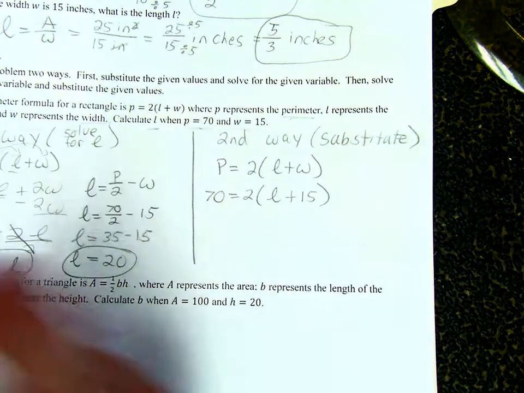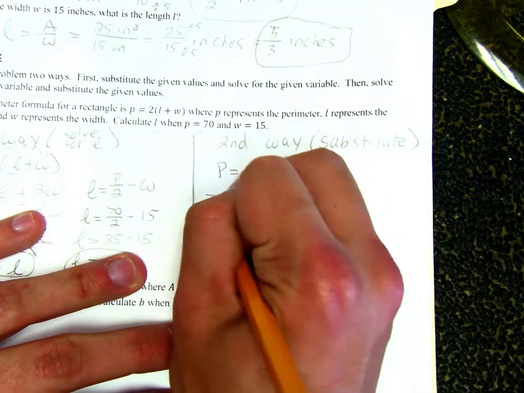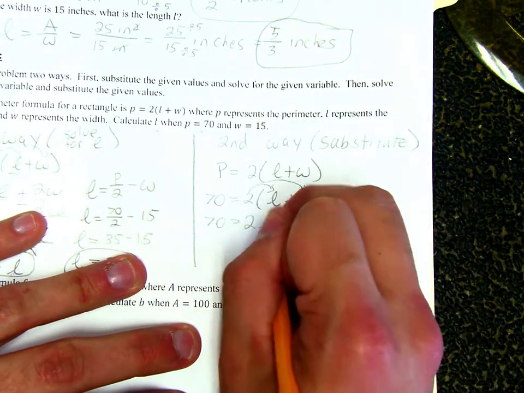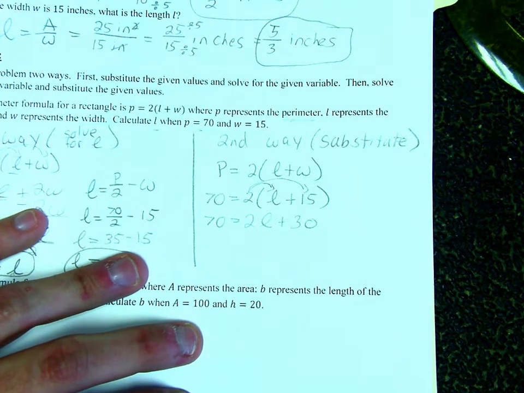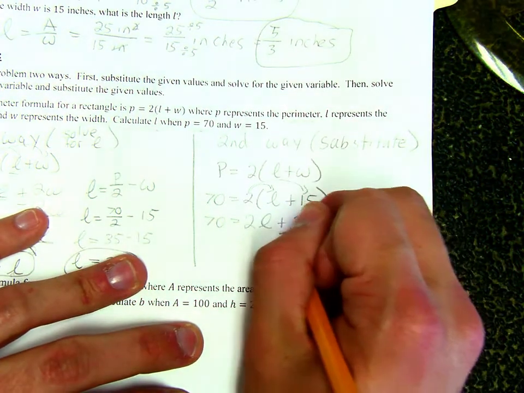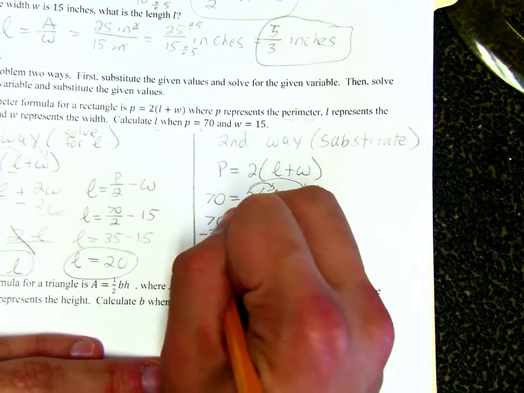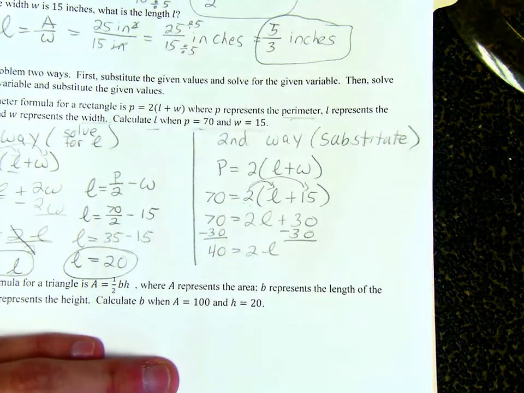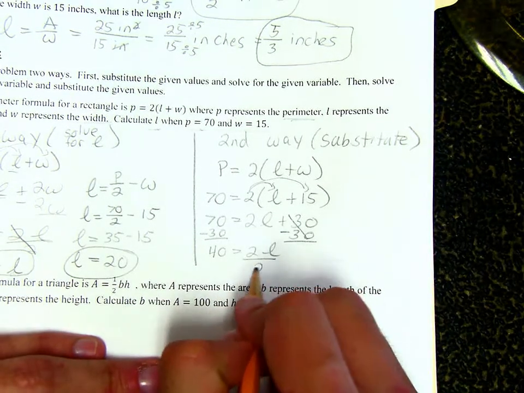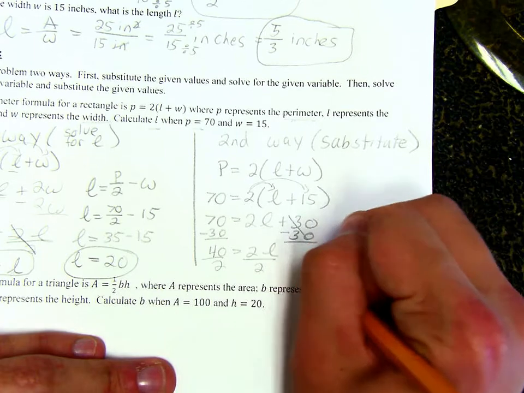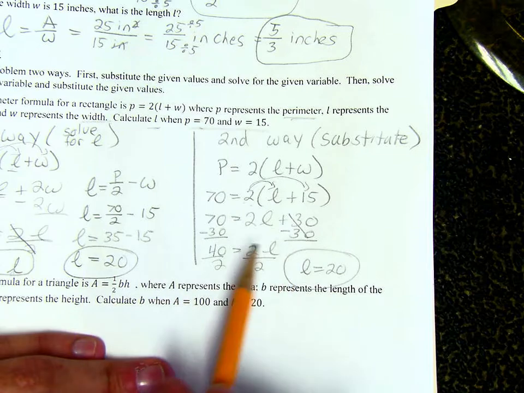Then again, I'm going to have to distribute. So we have 70 is equal to 2 times L, it's just 2 length, plus 2 times 15 is 30. Then we'll just solve for L. So subtract 30. 70 minus 30 is 40, is equal to 2 times the length, because positive 30 minus 30 will cancel. Then we divide by 2, and we get L is equal to 20. So in both cases, we got that L is equal to 20. So both ways will work.